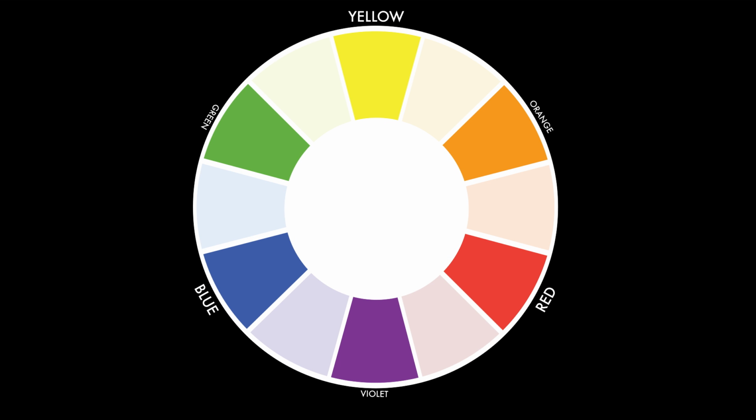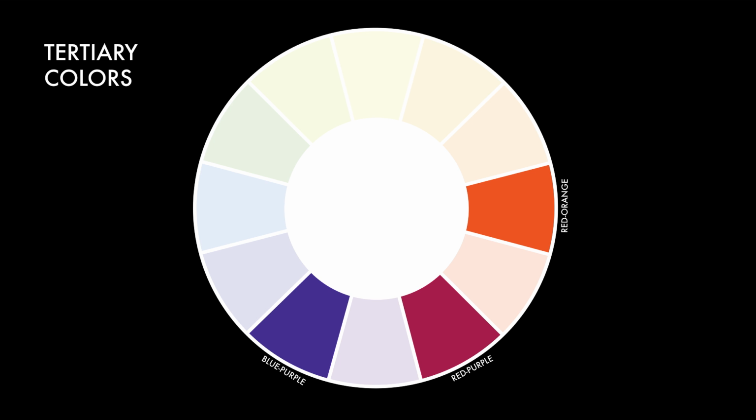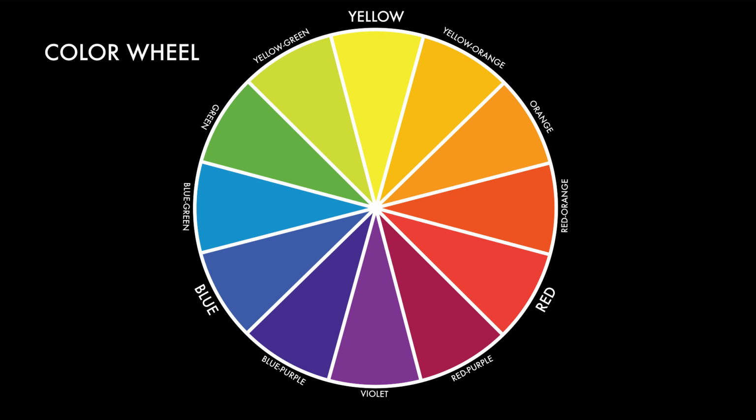If we mix the neighboring colors once again, we get so-called tertiary colors. These are red-orange, red-purple, blue-purple, blue-green, yellow-green, and yellow-orange. So this is the color wheel.